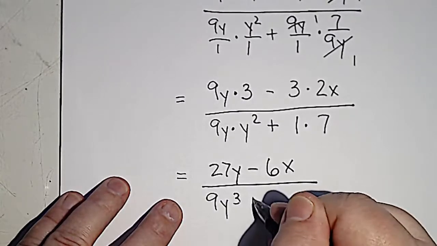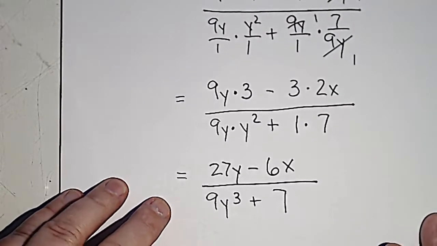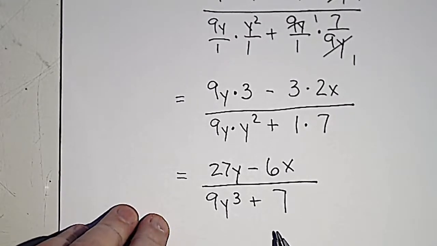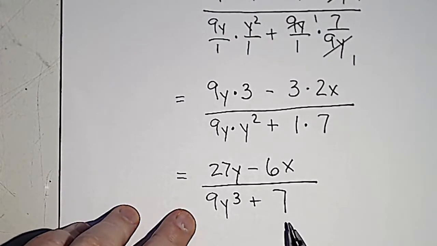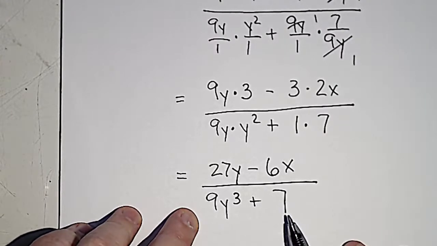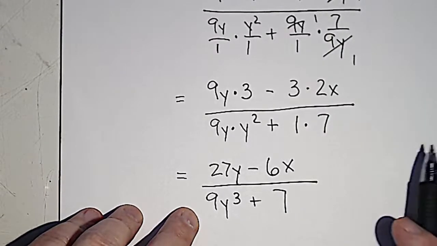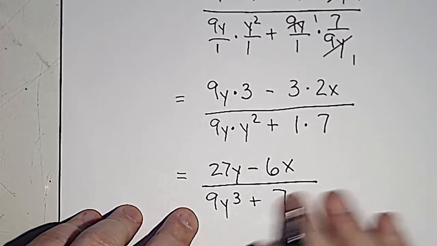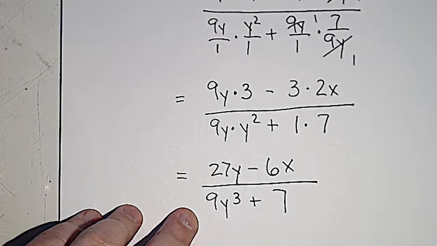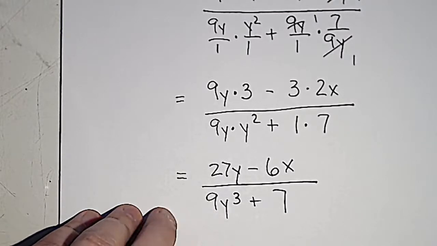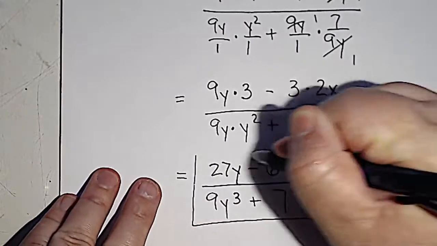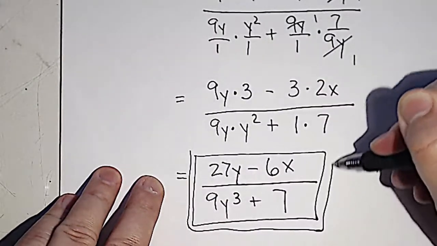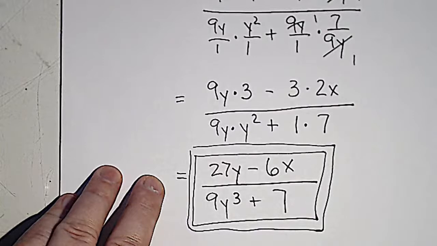9y cubed plus 7. Now, the number 7 is one of my favorite things to happen because when 7 shows up, nothing will break up. Nothing goes into 7 other than 7 and 1, and 7 is so unlikely that pretty much nothing is going to factor. So yay for 7. There we go. In fact, we're done with this one. Let's double box this. Woohoo, it's a party.